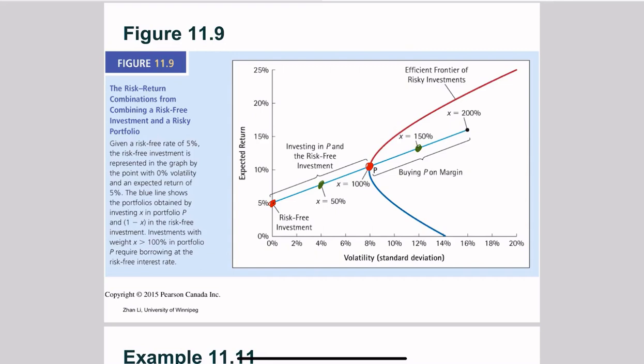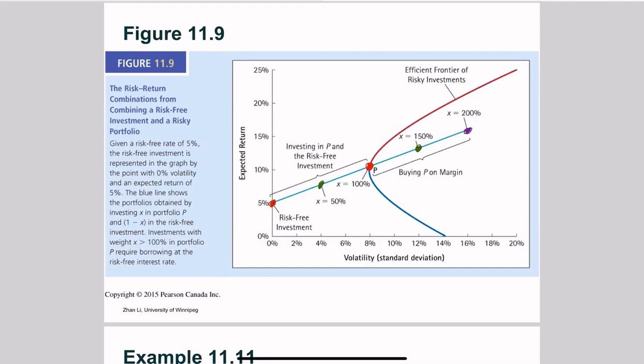And if you look at this portfolio, you're even more aggressive. The portfolio weight on the risky portfolio P is 200%. So this basically means if you have $100, then you will borrow $100. You will have a total of $200 to buy stock P, and you will owe $100, right?